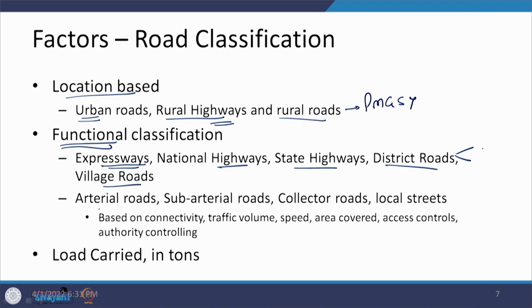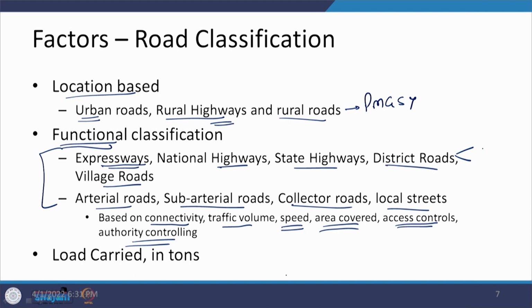Then in the case of urban areas, we can have arterial roads, then sub-arterial roads, collector roads and local streets. And as we look at all of these classifications and talk about them further, you will see that we will be talking in terms of the type of connectivity provided by these roads. What is the amount of traffic which is going to be moved on these roads, at what speed the movement is going to be, what areas or regions they usually try to cover in terms of their connectivity, are there any controls in terms of coming or going out of these systems, or who are the authorities controlling these types of roads.